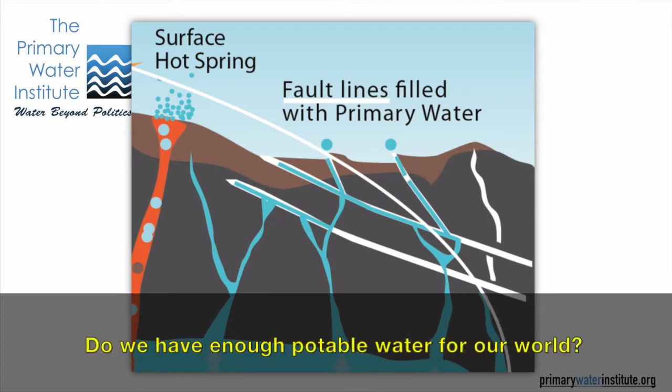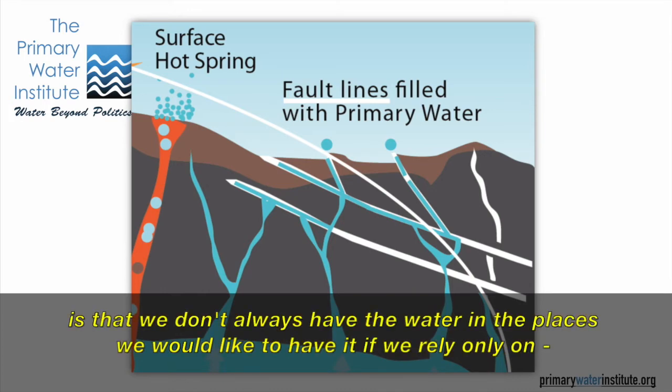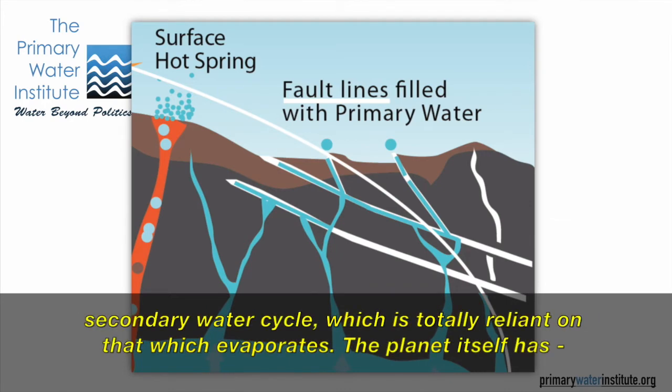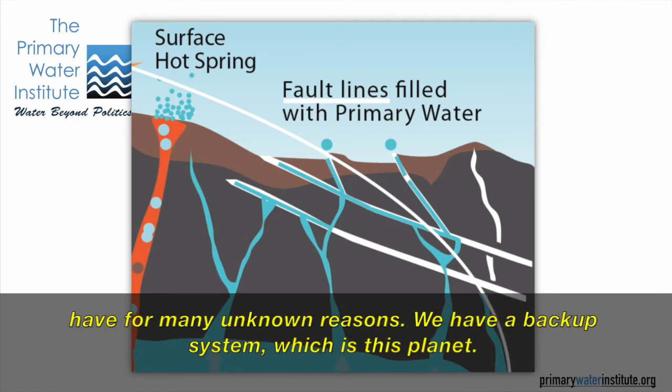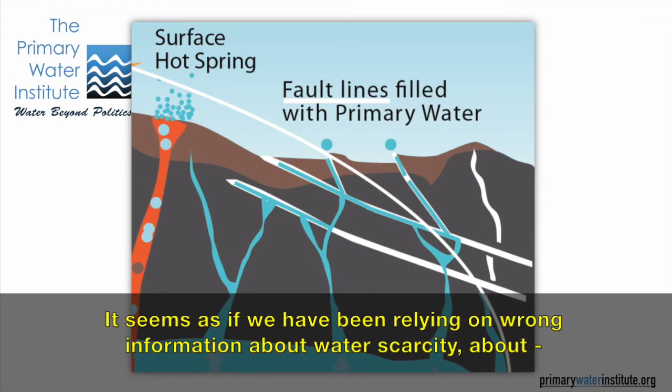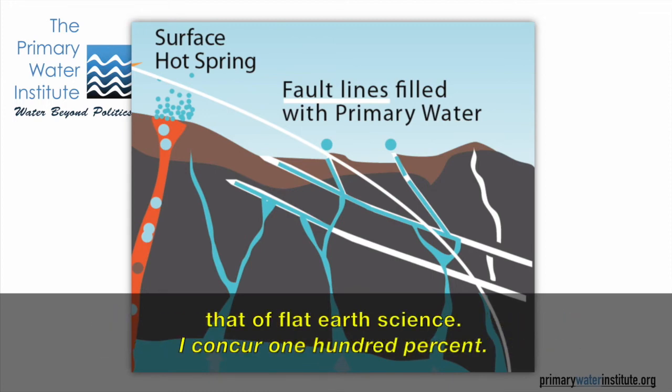Do we have enough potable water for our world? In fact, we have more water today than we've ever had in the history of the planet. The point is that we don't always have the water in the places we would like to have it if we rely only on the secondary water cycle, which is totally reliant on that which evaporates. The planet itself has enough potable water within it, which could see us through these weather cycles, which we have for many unknown reasons. We have a backup system, which is this planet. It seems as if we have been relying on wrong information about water scarcity, about where water comes from. In a way, analogous to think of our knowledge as in a period similar to that of flat earth science.